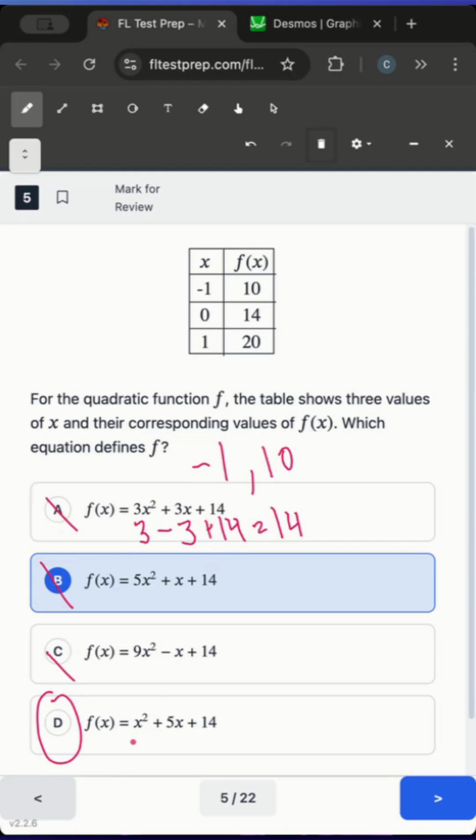But let's double check real quick. Well, -1 squared is 1 minus 5 plus 14. And that would be -4 plus 14, which is 10. Once again, D is the correct answer for this question.